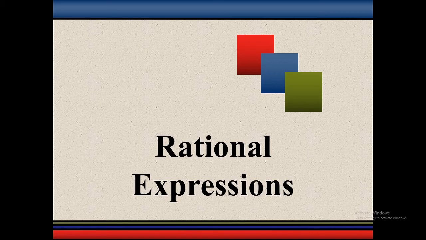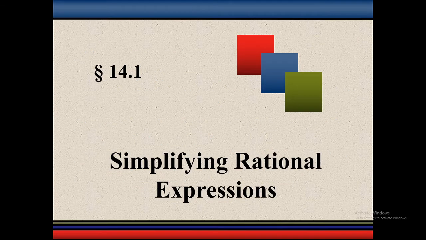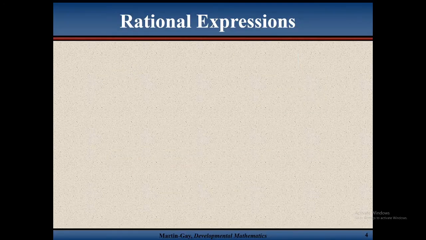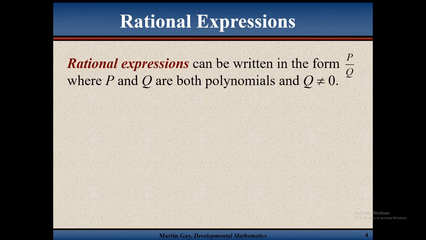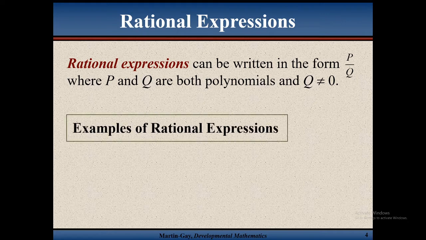Alright, so now we are going to talk about rational expressions. In rational expressions, we are going to talk about simplifying and other topics. Rational expressions can be written in the form p over q, where p and q are both polynomials and q should not be equal to 0, because if we divide a number by 0, then it becomes indeterminate.